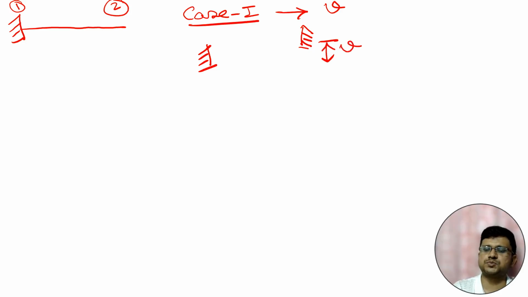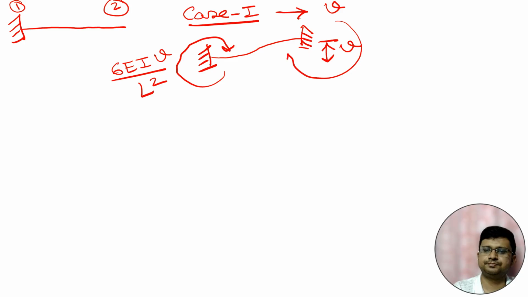So when we provide displacement V at node 2 along the upward direction, the shape of the beam will look like this. And this is a very common case of structural analysis: the sway of a particular joint, the movement of a particular joint. And when there is some movement of a particular joint, there will be some moment. And we know the value of the moment. The value of the moment for this case will be 6 EI V by L square. And here also it will be 6 EI V by L square.